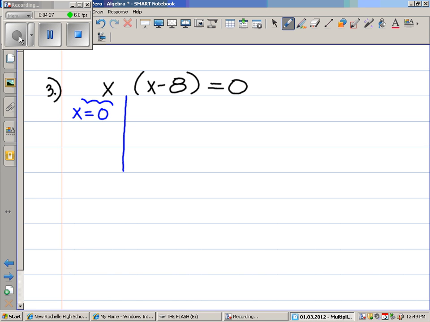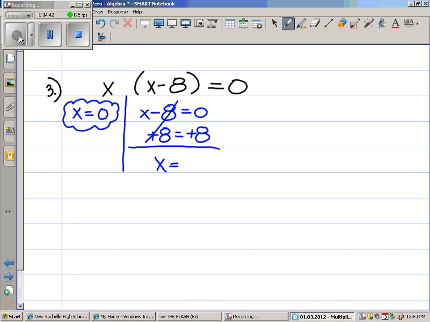Look, it's done. That's one of our answers. And then over here, we're going to set this equal to 0 and we're going to solve it. So we're going to add 8 to both sides, right? Cross it off. X equals 8. And so there's our 2 answers. That's it. No more guessing. Don't need to do anything more than that. That's all you got to do.